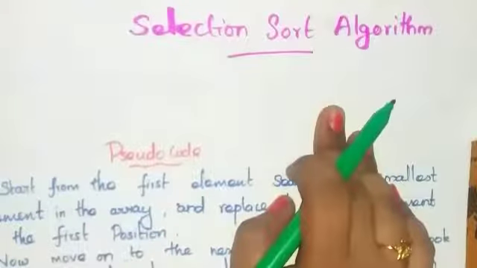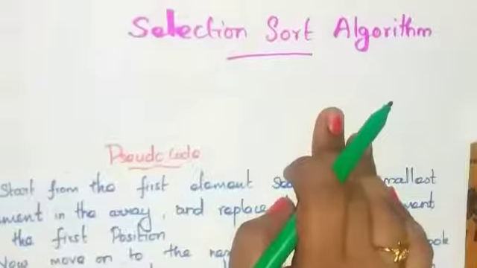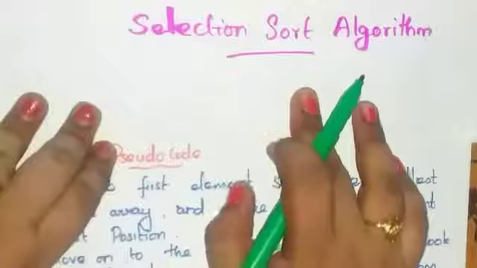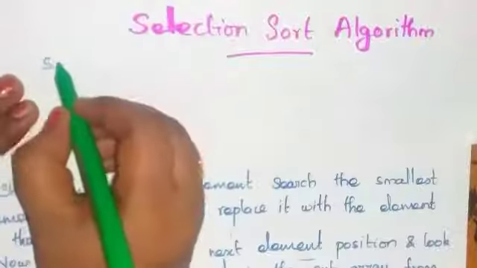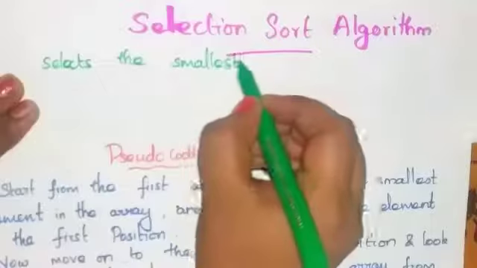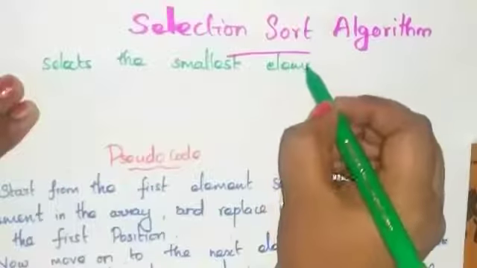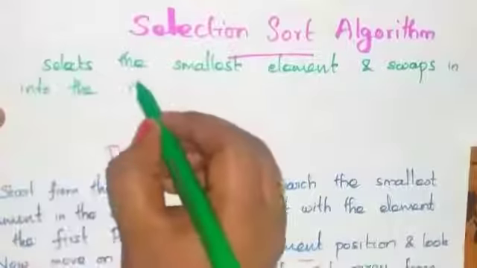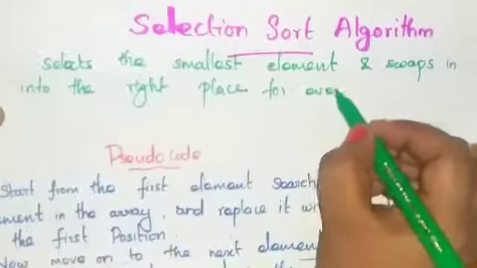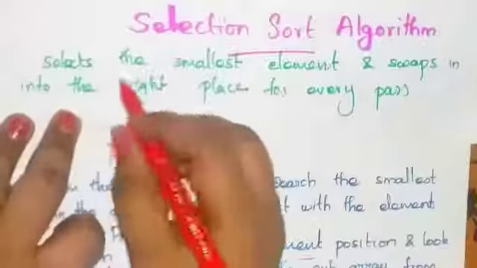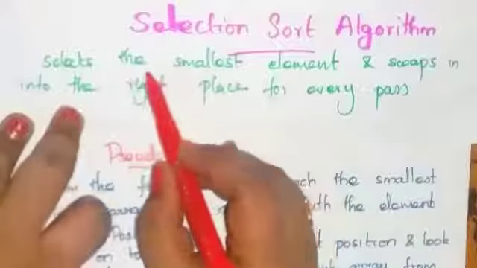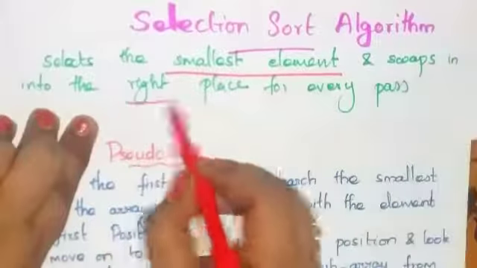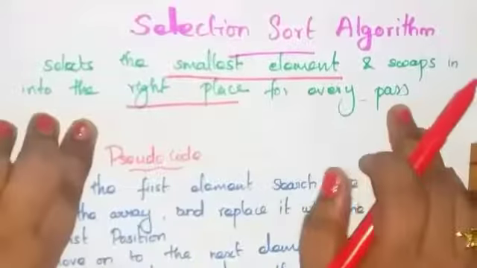Which means in bubble sort algorithm, we have to swap the elements many times for one iteration. But here, you have to make only one exchange for every iteration. This algorithm selects the smallest element and swaps it into the right place for every pass. Every pass means every iteration.